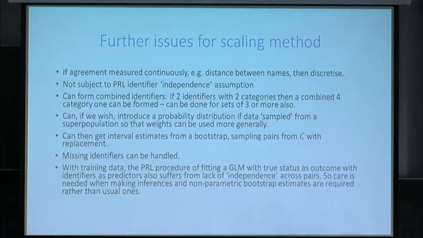I won't dwell on this last one, which is really a separate thing, but it's to do with partly what Katie was talking about, the training data. The same issue about lack of independence actually applies when using training data in semi-unstructured PRLs. But I don't want to dwell on that.